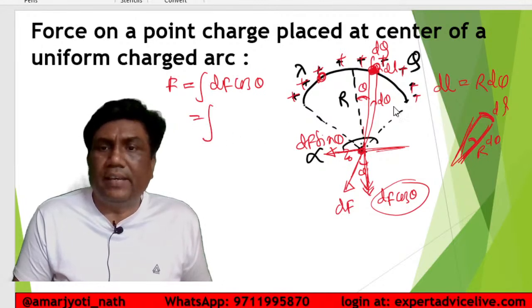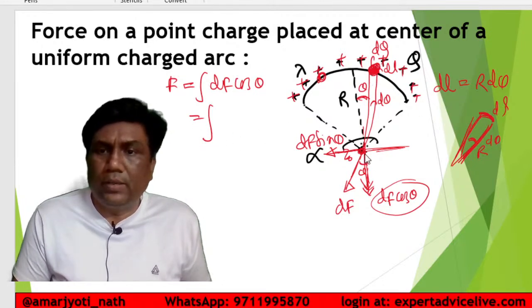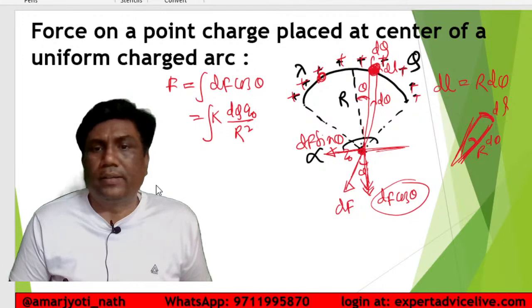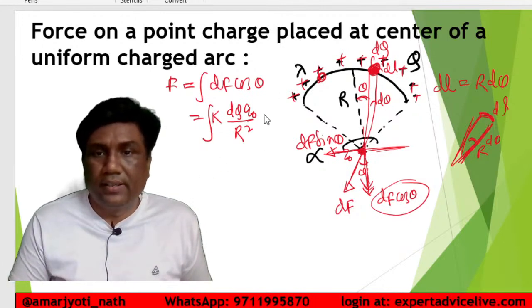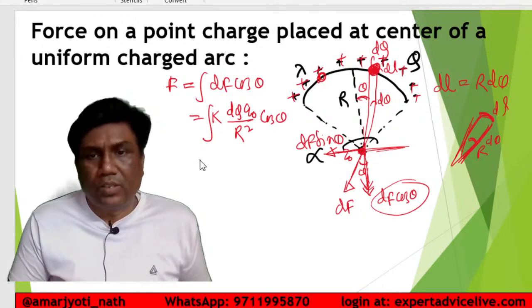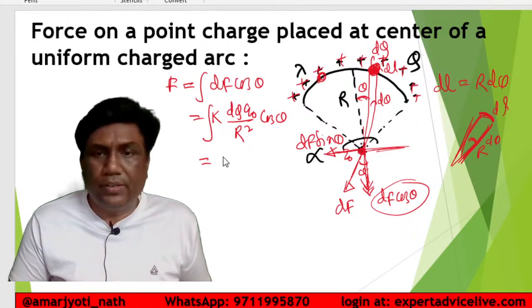And what is dF? dF is the force between dq and q naught, which is equal to K dq q naught by r square, where the radius r is constant, into cos theta. Whatever constants there are, you can take out of the integration.